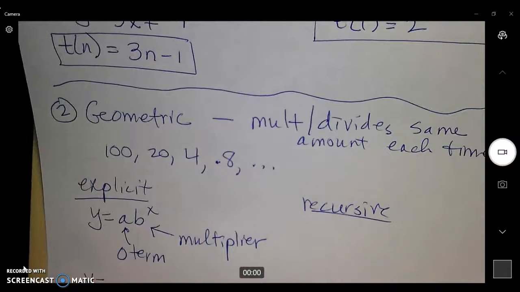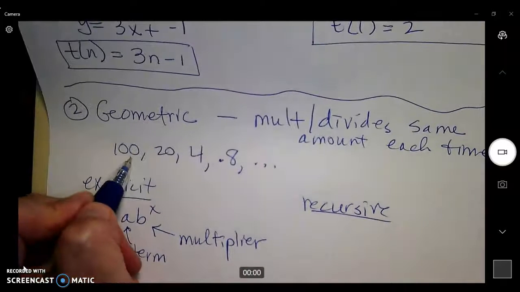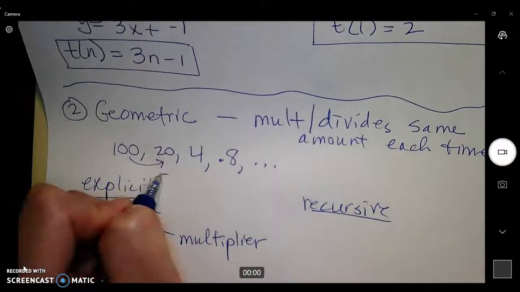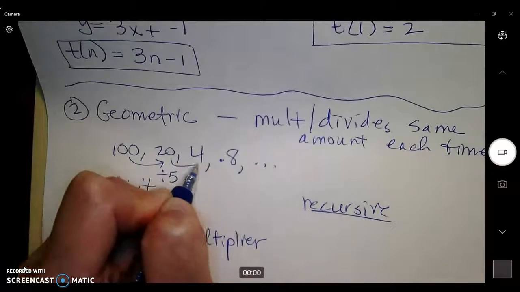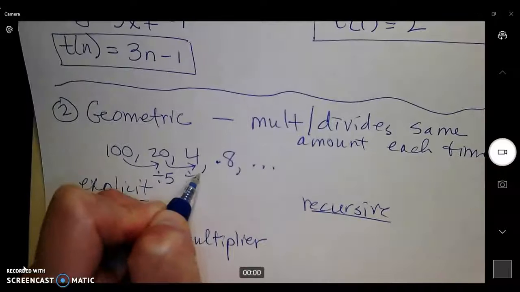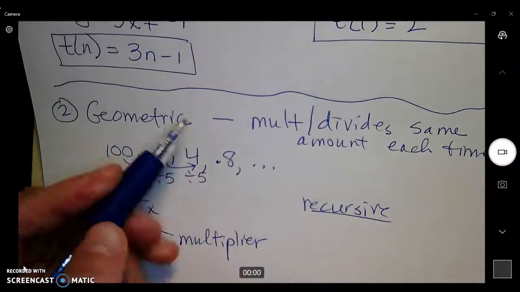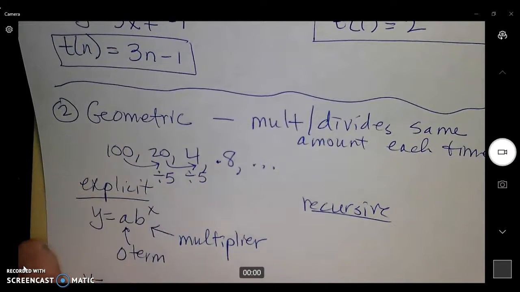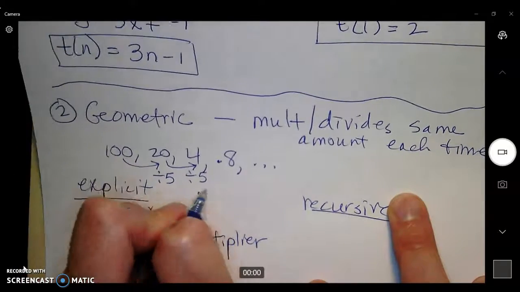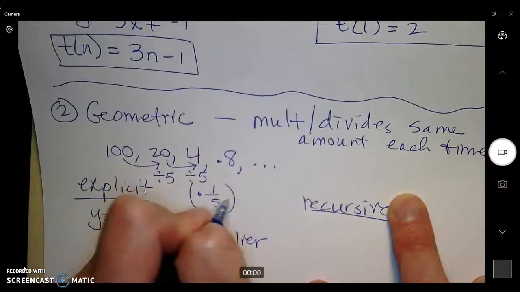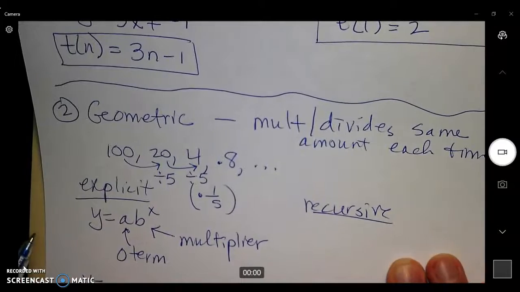So y equals, we've got to figure out our multiplier. How are we getting from 100 to 20? We are dividing by 5, right? If I take 20 divided by 5, I get 4. If I take 4 divided by 5, I get 4/5, which is 0.8. That's the same as multiplying by 1/5, and they would prefer that you write it as multiply by 1/5.